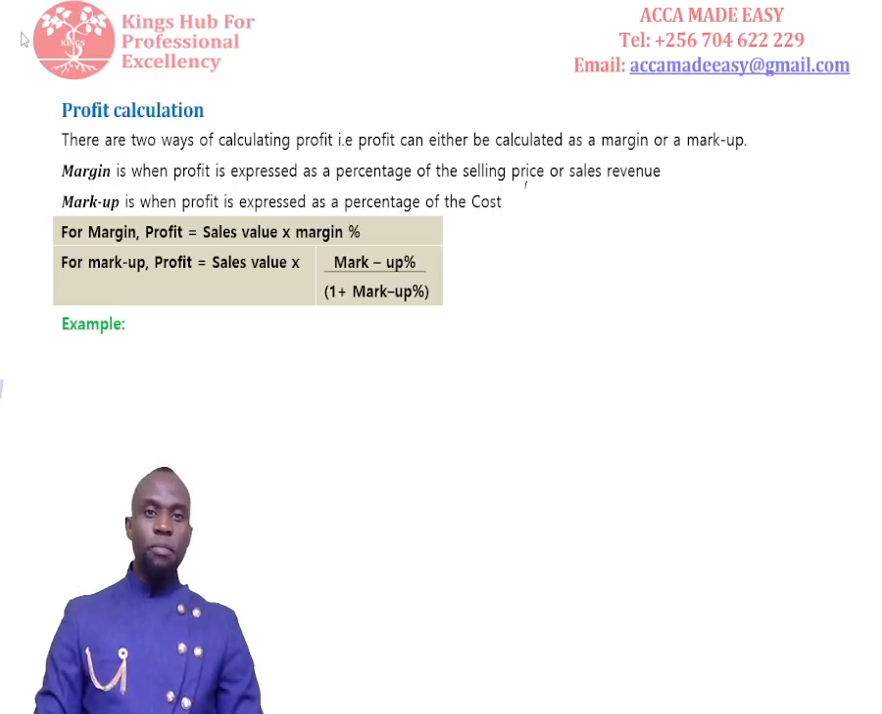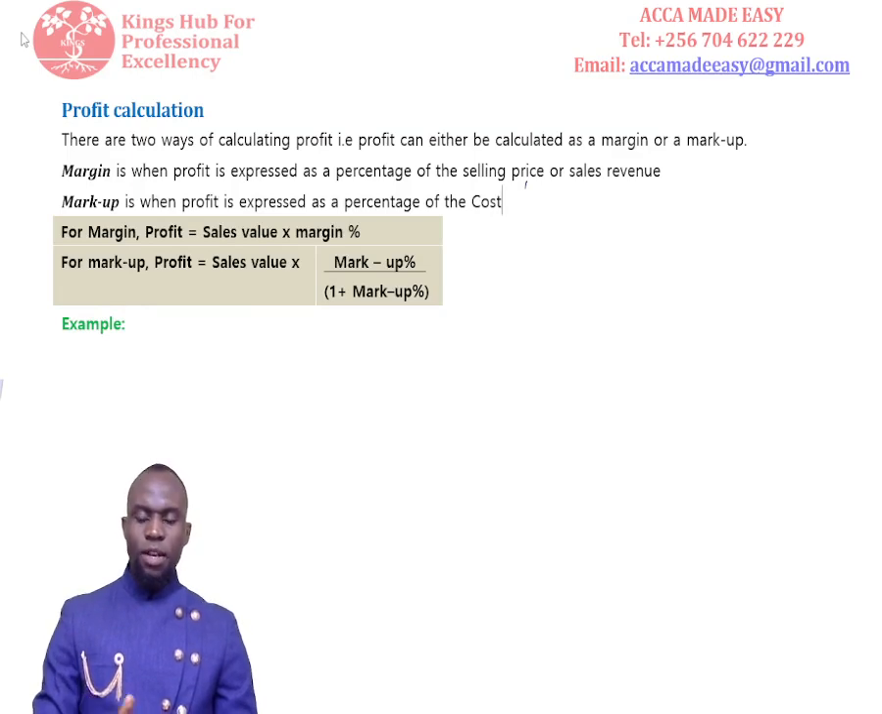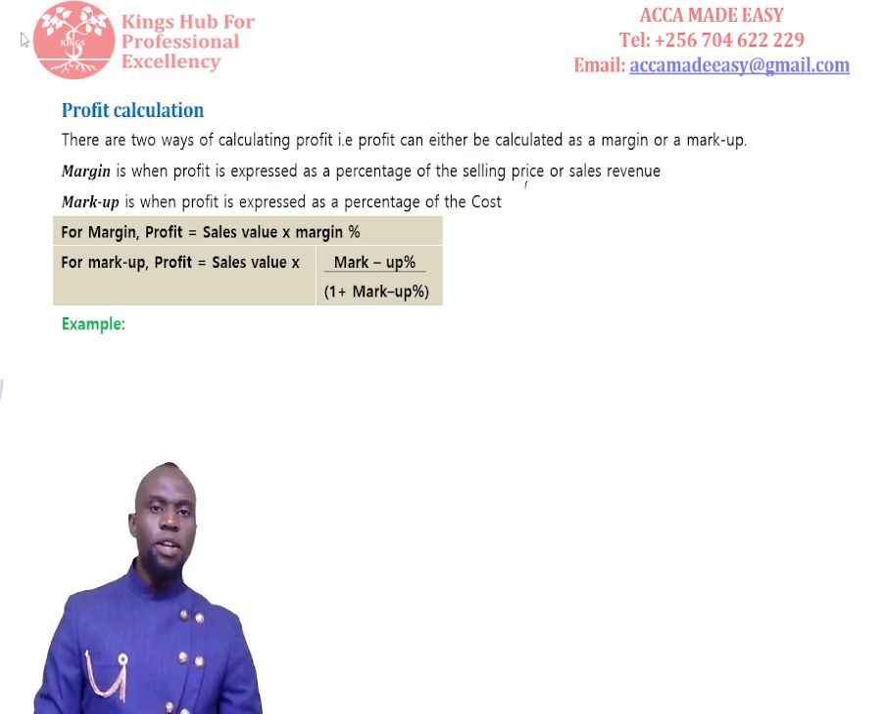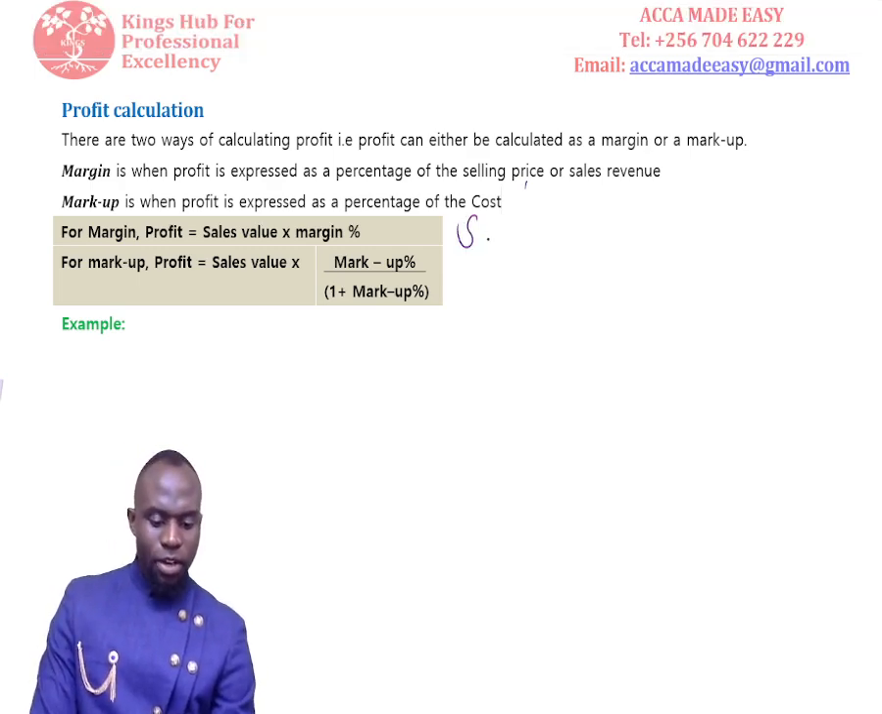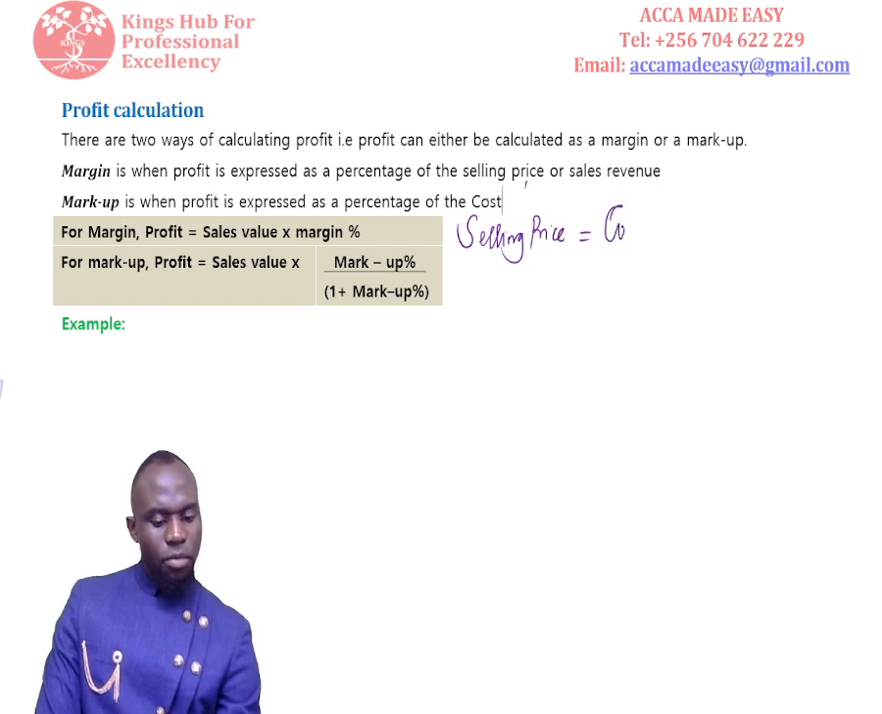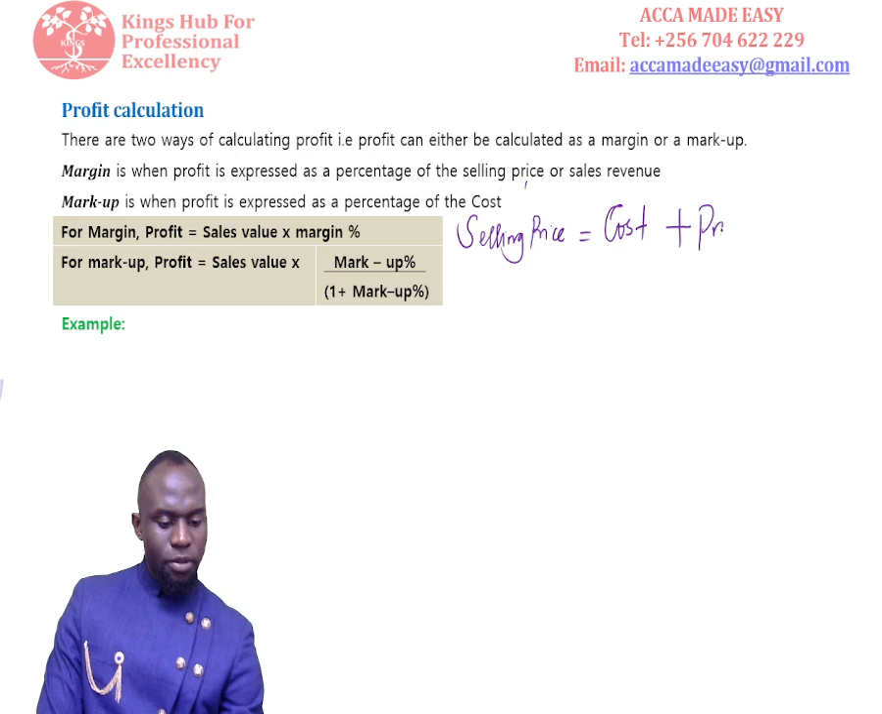I want to look at something that normally disturbs students, and it is the concept of markup and margin in profit calculation. Now, whenever you need the selling price of anything, how is it determined? It is simply this: the selling price of anything is always the cost of making the product plus the profit.